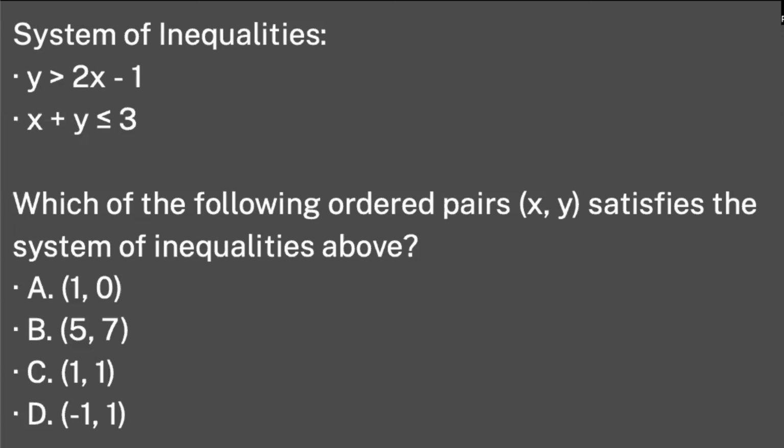So in this problem, what we're going to do is plug in 1 for the first and the last problem. So if we do that, we have 1 here and 1 here. So if we plug in, for example, 1 here, 2 times 1 is 2 minus 1. So is y greater than 1? In this case, please note that these are the x's and these are the y's, meaning all of these are the x's and all of these are the y's.